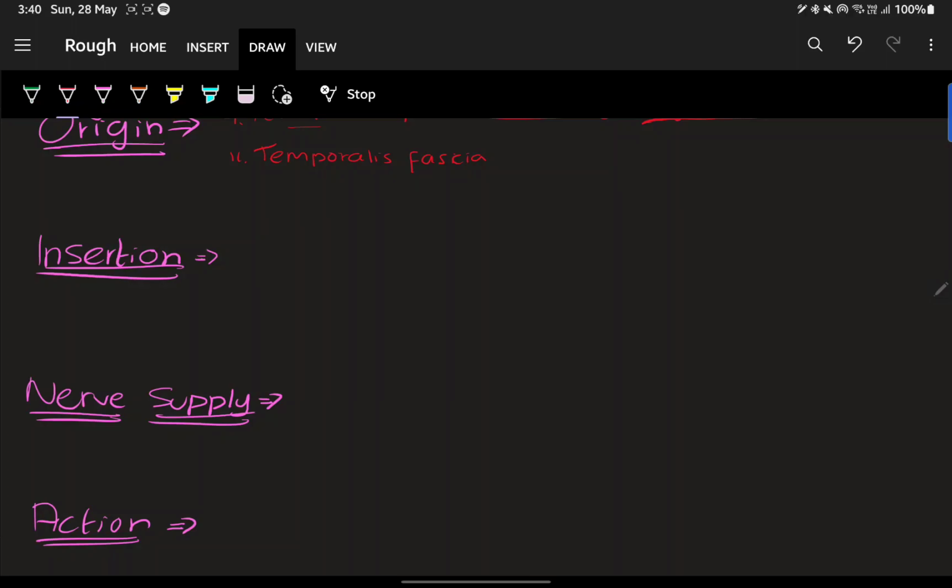Now coming to the insertion, it has two insertions as well. The margins and deep surface of coronoid process, and the other insertion is anterior border of ramus of mandible. So the first one is margins and deep surface of coronoid. That's one. And the second one is anterior border of ramus of the mandible. These are the two insertions.